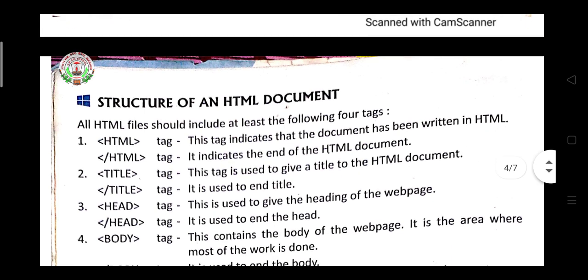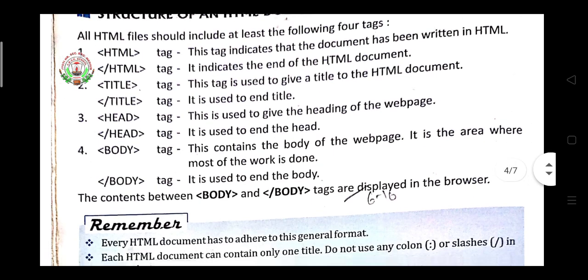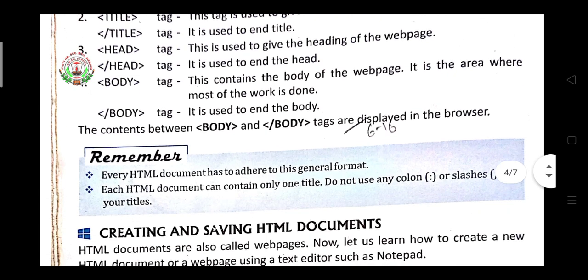So come to the structure of an HTML document. These are the structure of an HTML document. HTML is used to indicate to open the HTML page and then close the HTML page. Title is used to give the title of your HTML document. Head is used to give the heading of the web page, and body is used to write the code of what you want to change in your web page or what you want to appear in your web page.